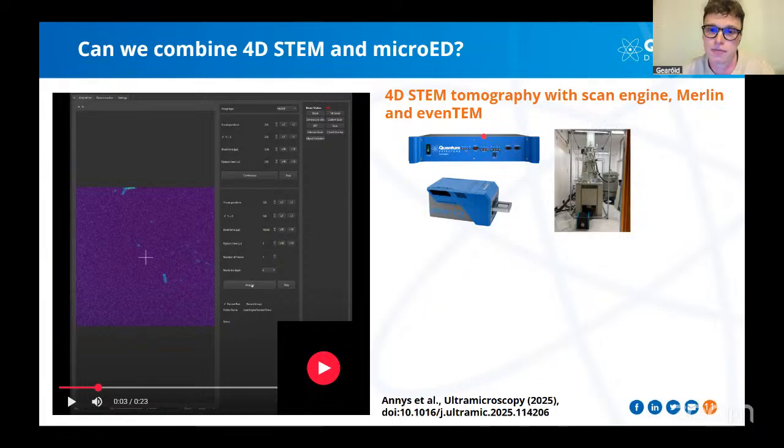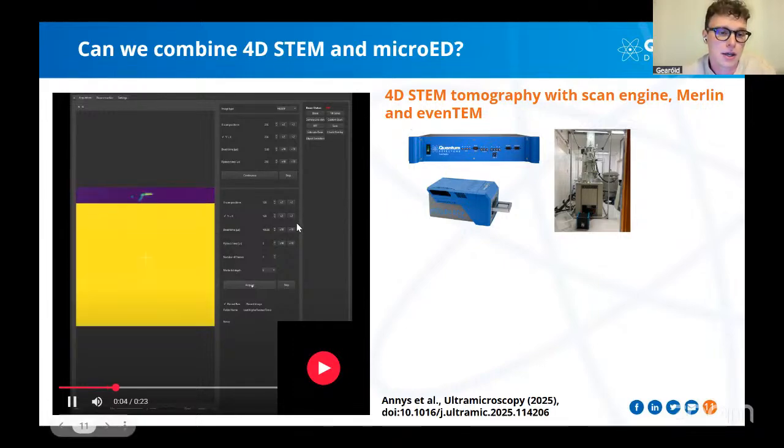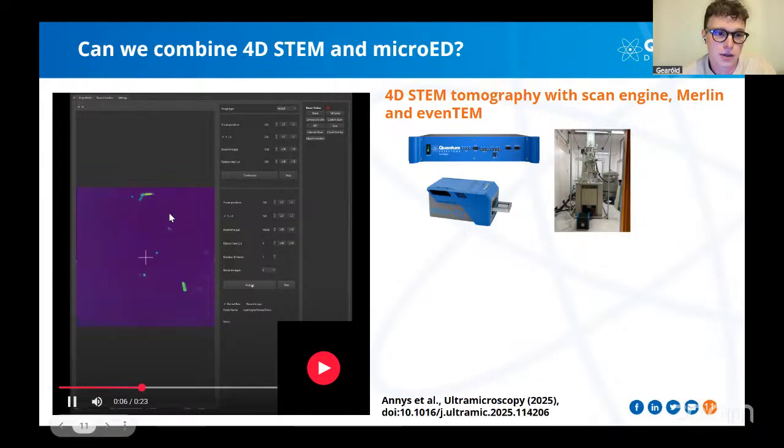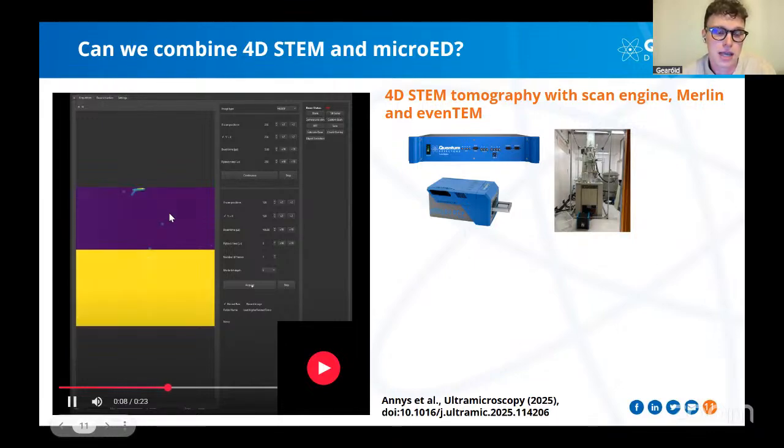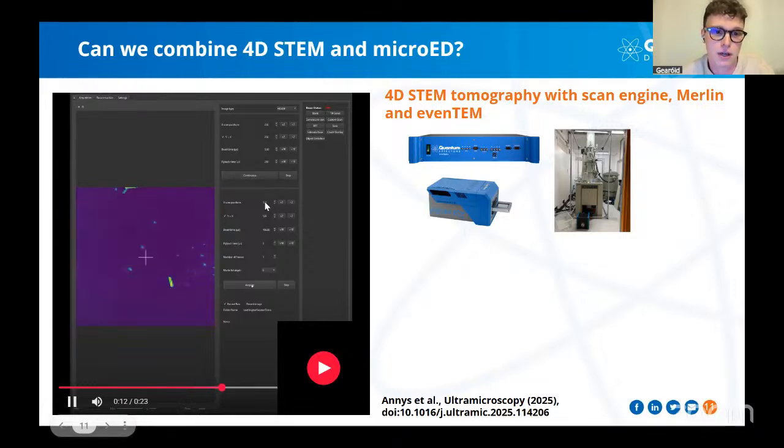It's a scan generator, so it allows advanced control of the scan coils on a microscope, and of course the Merlin detector, to perform these 4D STEM tomography experiments. I'll just play this video. You can see what they're doing here is taking this scanning electron diffraction data set, or 4D STEM data set, as a function of goniometer tilt.